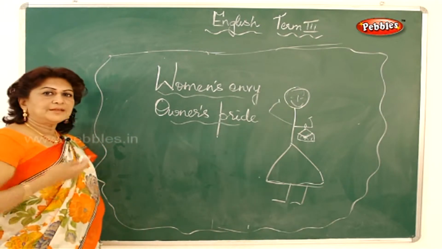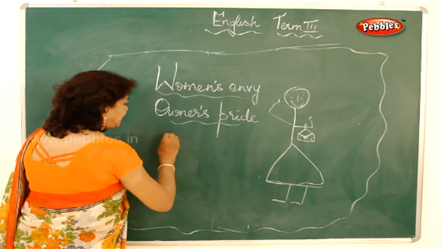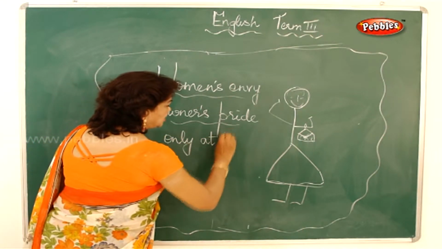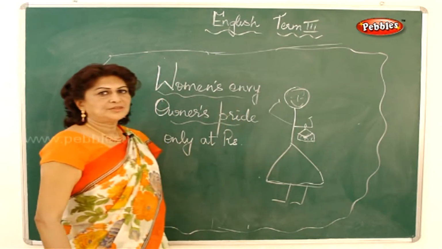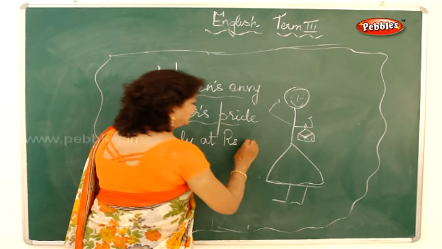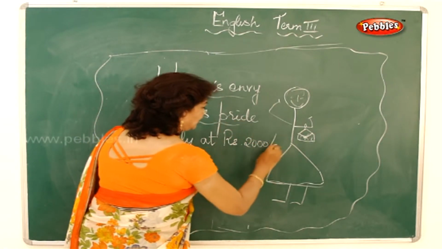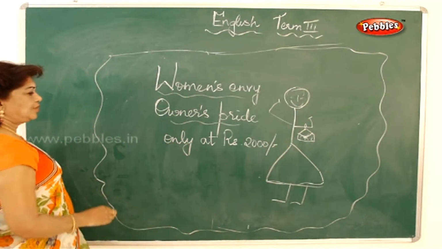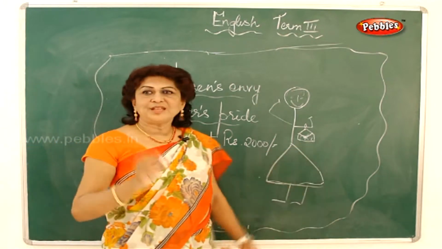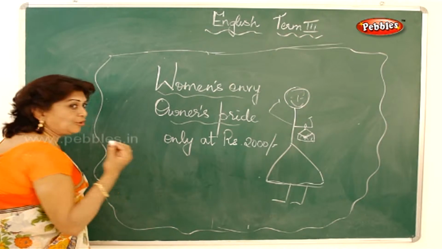Now what price can we give? Only at rupees, how much shall we say? 2000, okay. Pure leather. 2000. Buy one get one offer, or with buy one we can give a gents wallet free. This is the offer.